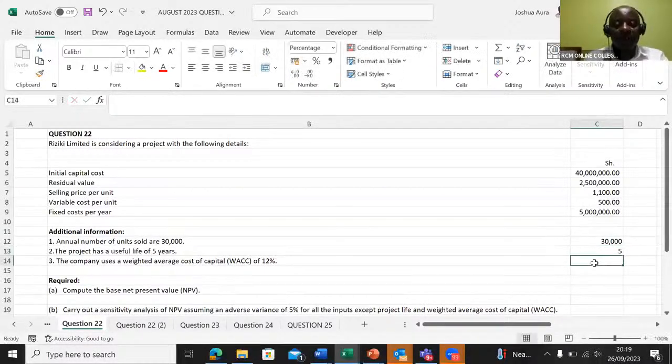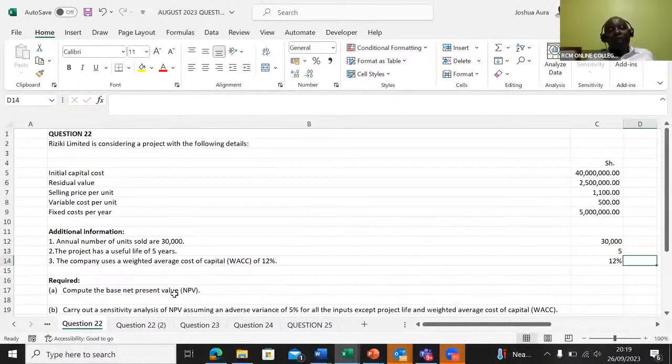This is very important for purposes of discounting. They want me to compute the base net present value. If you remember, base net present value is the net present value that we get by using the information that is currently available without altering anything. We are not going to alter anything.